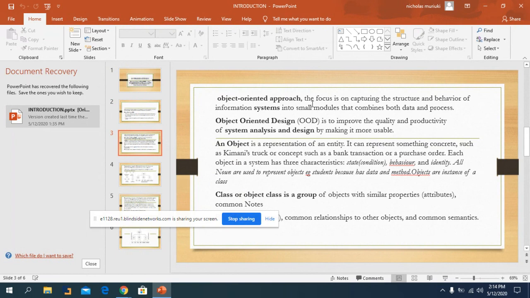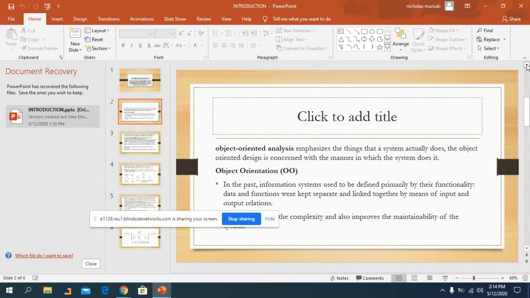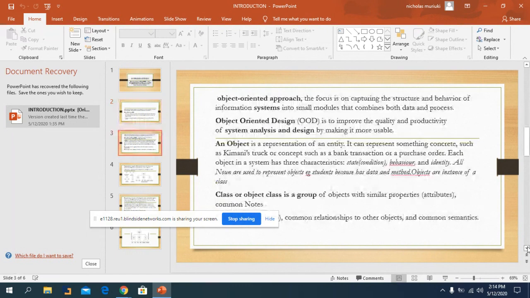And that is why, if you look at combining the system approach, what you have discussed here, you connect the analysis, whatever you have collected, what the system is supposed to do. Then what the system is supposed to do, you take the behaviors through orientation. Then after that, you combine them through what you call the object-oriented approach. Now, we are combining that through the use of what you call object-oriented design. And object-oriented design is to improve the quality and productivity of system analysis and design by making it more usable.